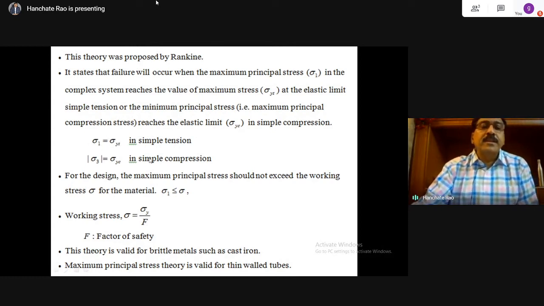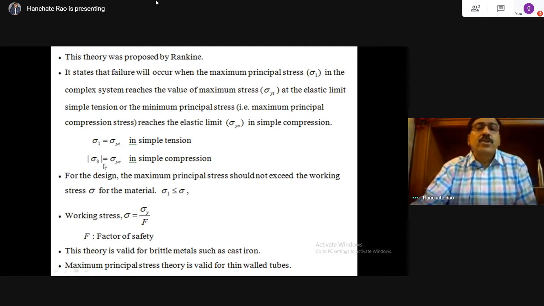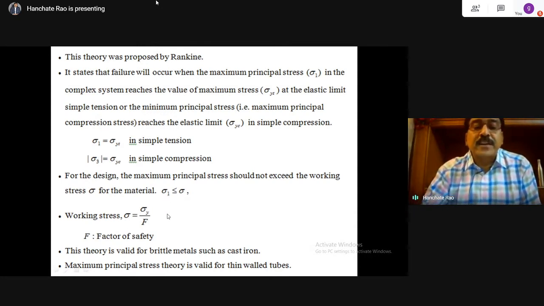If it is compression, we compare with the modulus of sigma 3, because in compression you may put a negative sign. That's why I am putting a modulus. So if it is minus 20, you should consider 20. So modulus of sigma 3 is equal to sigma YC in Rankine's theory. For the factor of safety, we divide sigma 1 by the factor of safety.